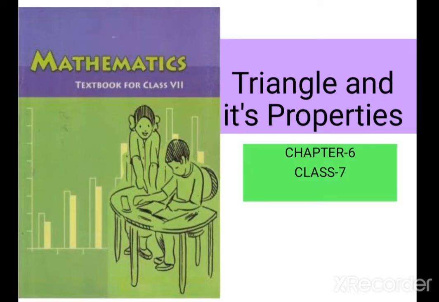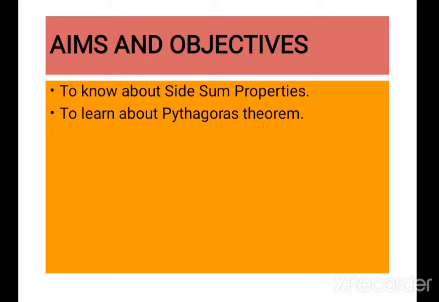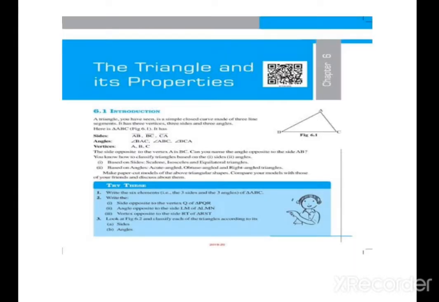Hello students, today we are going to learn triangle and its properties part 2, chapter 6, class 7. In this part we will learn about Pythagoras theorem and side sum property. So what are the aims and objectives of this chapter? To know about side sum properties and to learn about Pythagoras theorem. This is the page you have to open in your book.